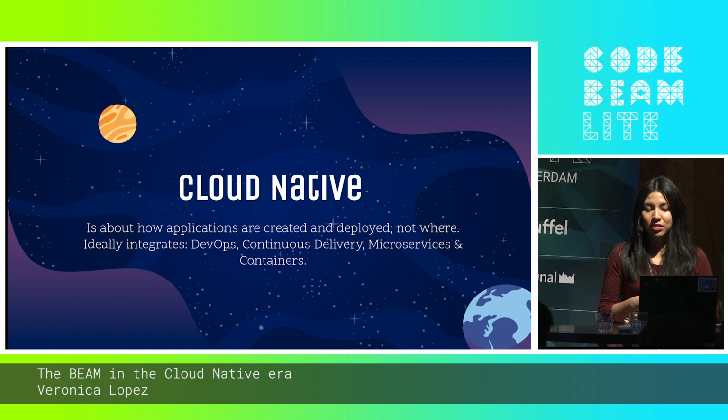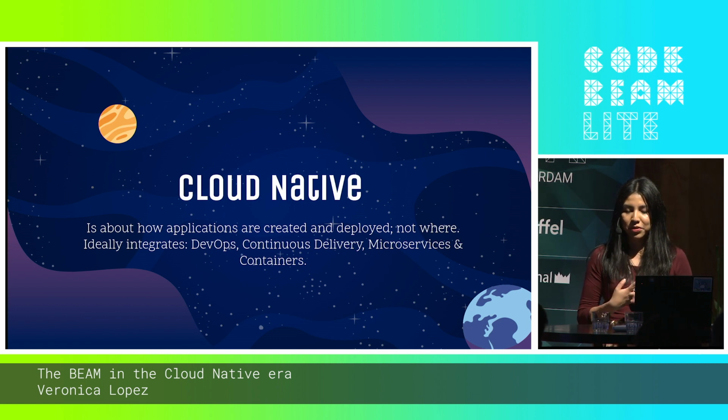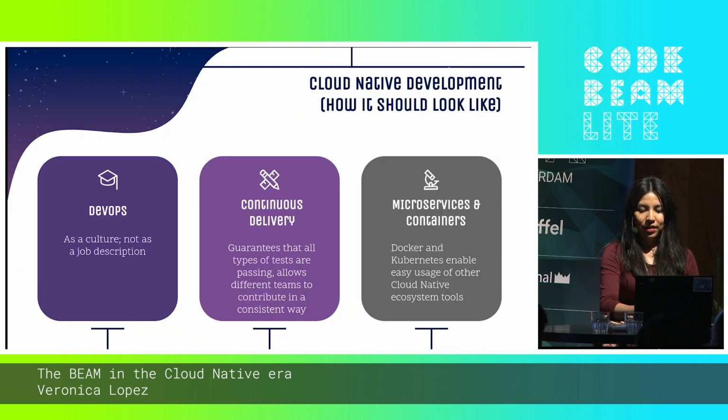First, some definitions. Cloud native is not just having things in the cloud, as I said. The cloud native area, as a brand, let's say, is about how applications are created and deployed, not about where. Ideally, it integrates four disciplines or four concepts: DevOps, continuous delivery, microservices, and containers. And in this container space is also Kubernetes. Okay, so this is cloud native development, how it should look. As I said, DevOps, continuous delivery, microservices, and containers.